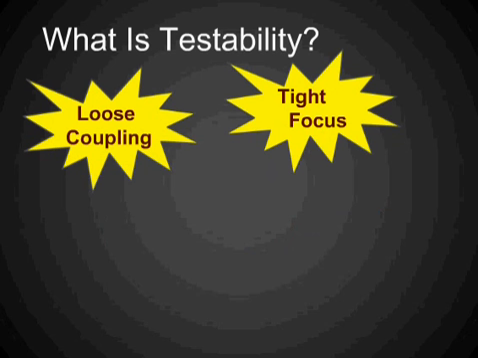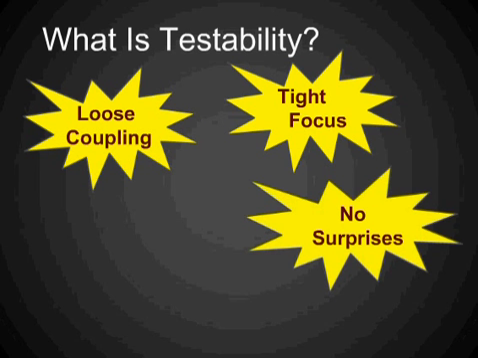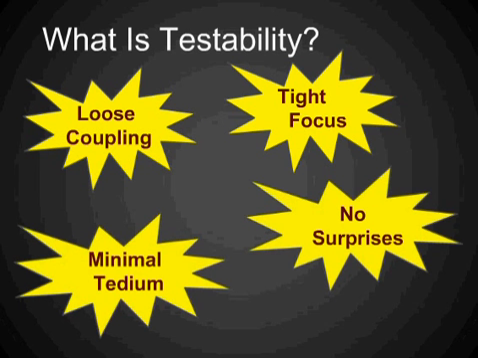We want all of our methods and classes, our objects, to have a tight focus. We don't want them off doing 10 different unrelated things. We want them doing just one specific thing. We don't want any surprises. This includes side effects. When I call a method to do one thing, I don't want it to do 3 other things that I might not be expecting. This really makes our stuff hard to test.